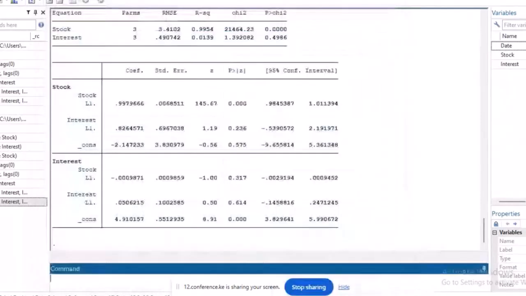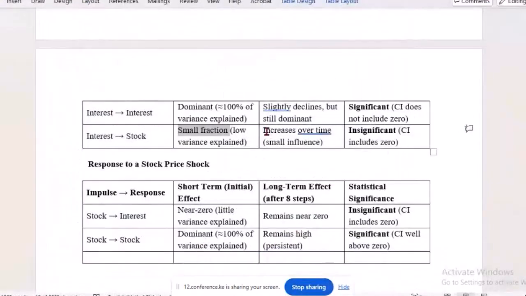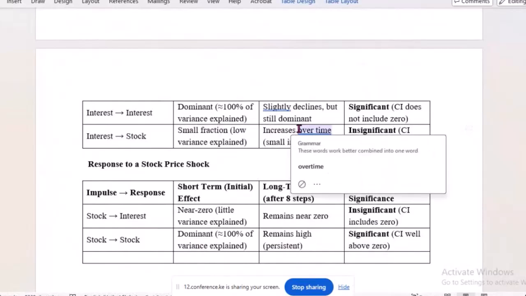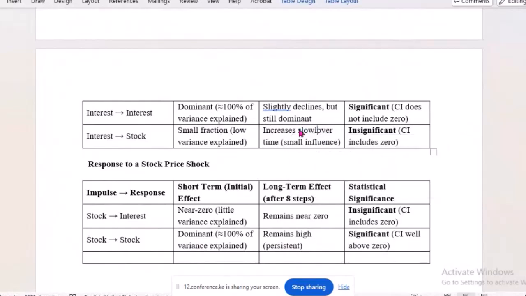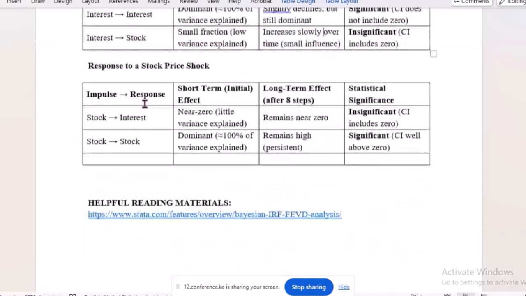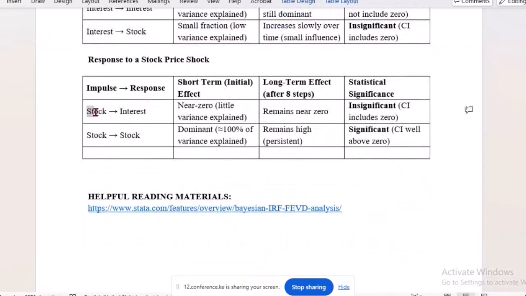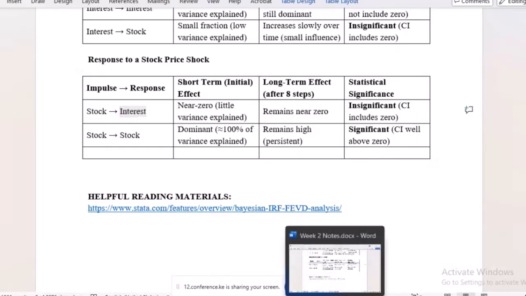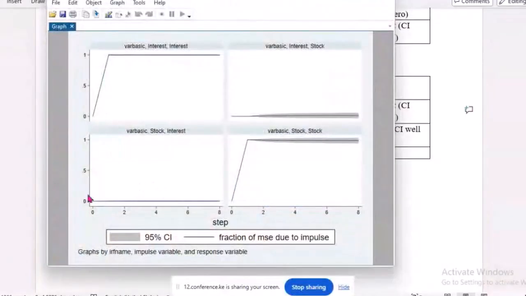Small fraction, but it increases slowly over time, and it is very insignificant. The same case to stock. If you shock stock, how does interest rate behave? It is near 0, almost nothing. This one here is very small.